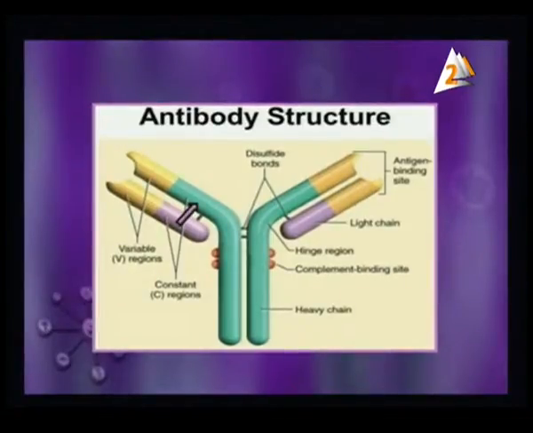The last part of this structure is the constant region, which is the base or the nest of this antibody. The constant region, symbolized by the letter C, is the nest of the antibody because it has a constant shape and structure in all types of antibodies.